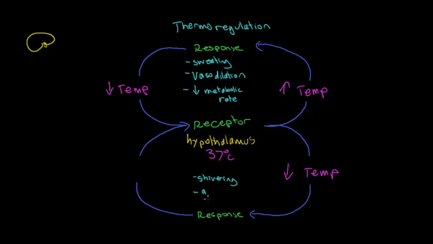Another one is goosebumps. Goosebumps mean the hair stands on end on the skin. So the hair stands on end like this, and that traps air next to the skin. And so that air then gets heated up, and it works a bit like a wetsuit to insulate the body, and it protects it from the wind. So that's what goosebumps do.